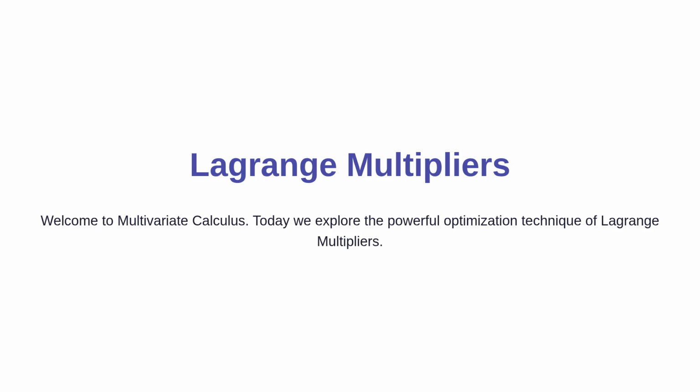Welcome to Multivariate Calculus. Today we are going to explore one of the most elegant and powerful tools in mathematics, known as Lagrange multipliers. Imagine you want to find the absolute best outcome, like the highest point on a mountain, but you're forced to stay on a specific winding trail. How do you find that peak without breaking the rules? That is exactly what this technique allows us to do. Let us dive in and see how it works.